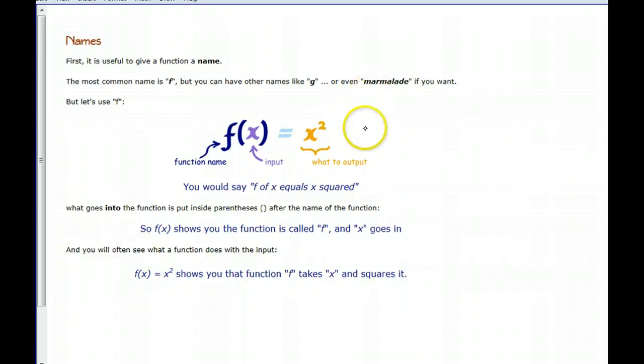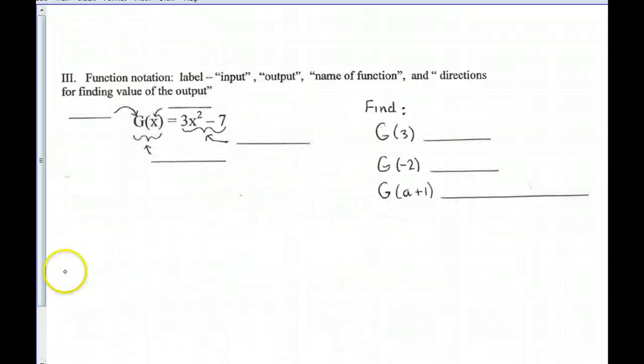Okay, this is the next part on your notes, I think, something like this. I found this nice slide that explained it fairly well. F is the function name, or f of x, the whole thing. X is going to be our input, and this is going to be the rule that gives us the output. So this one you would say f of x equals x squared. So on this slide right here, where are we going to write the word input? X is the input, so I'm going to squeeze it in right up here.